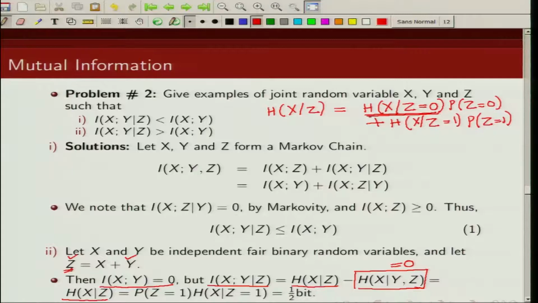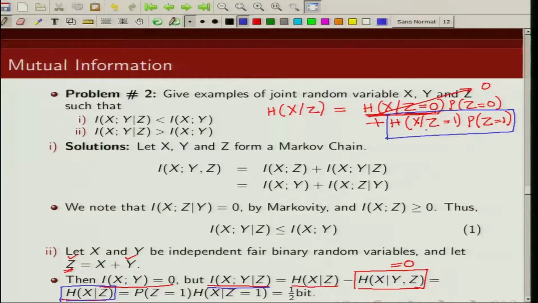So this term again goes to 0. So then mutual information, which is this term, is equal to this, as we have proved, and is now equal to this quantity.